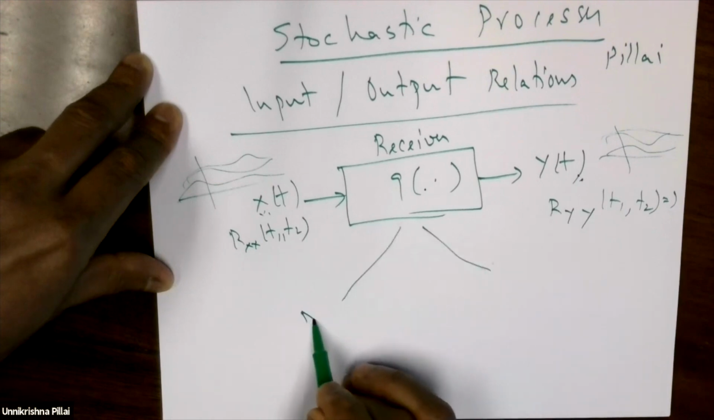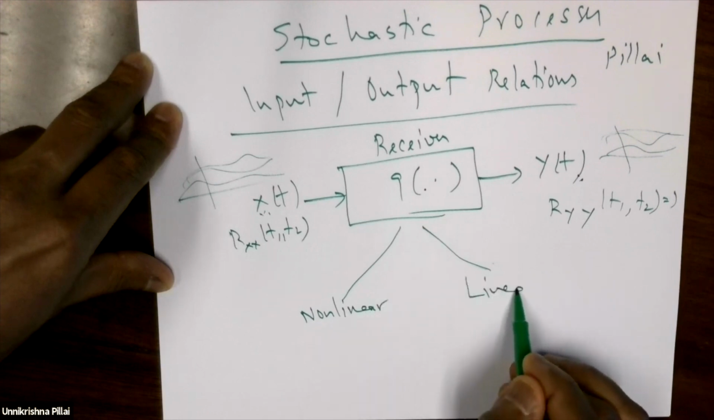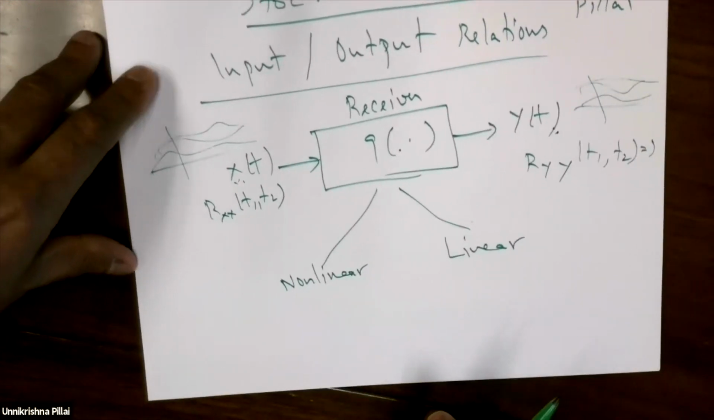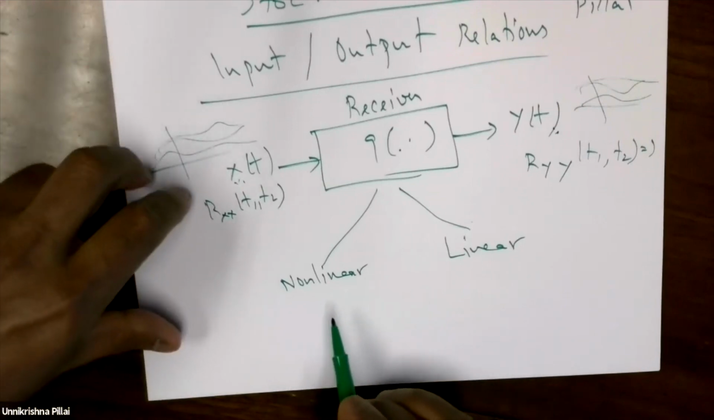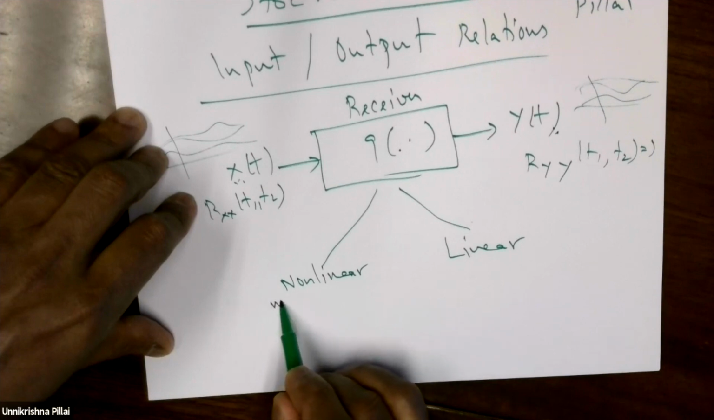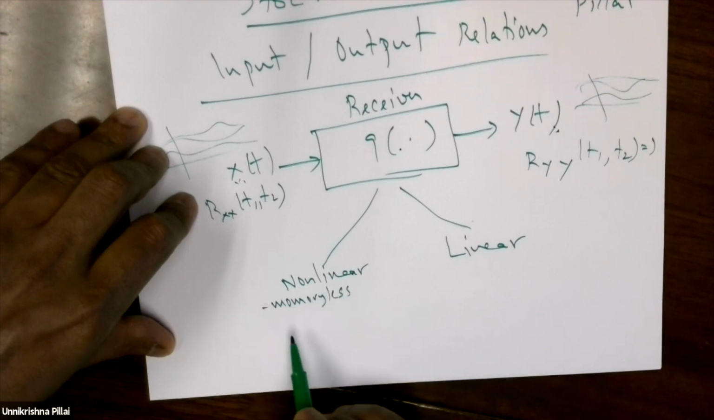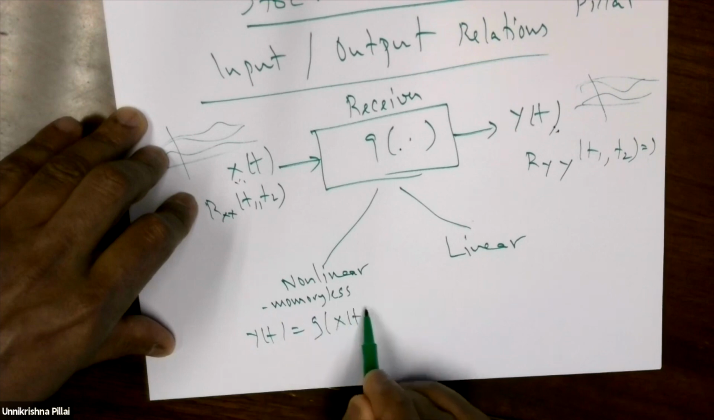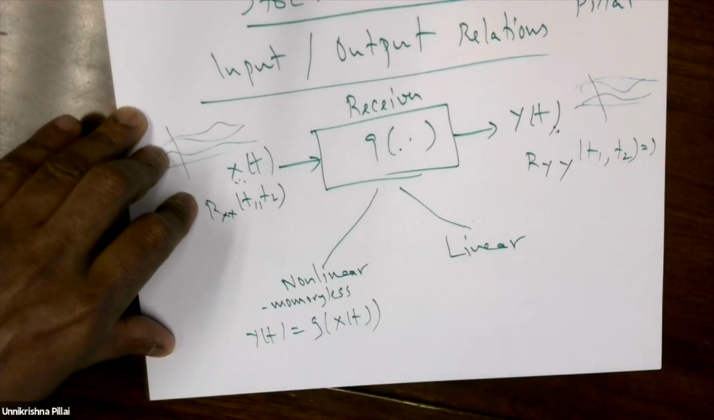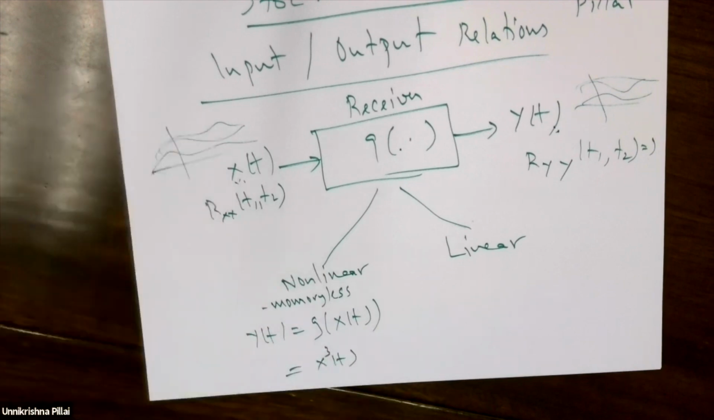Now the function can be nonlinear or linear. Mostly we are going to study linear systems. But I'm going to mention a nonlinear example that is memoryless. You can have memory also, but here y of t only depends on the current time, something of this sort. It could be x of t cubed, etc. That's a memoryless system.